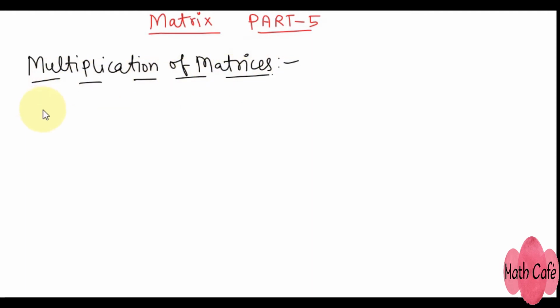First of all, we will see some points. First point: matrix multiplication AB is possible if we are multiplying a matrix A by matrix B. Matrix multiplication AB is possible when the number of columns in matrix A is equal to the number of rows in matrix B.